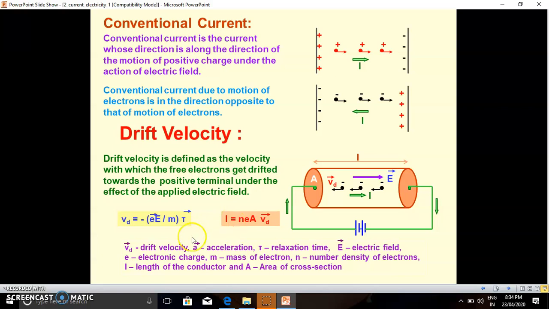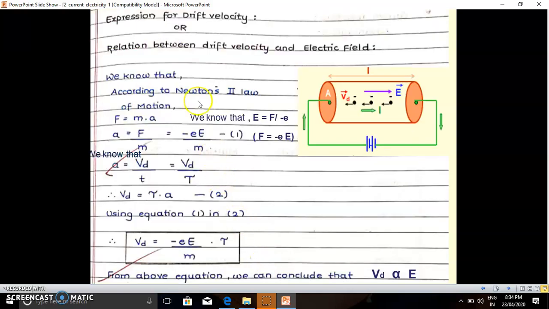Then we have seen the expression between drift velocity and electric field, and between drift velocity and current, along with some symbolic notation. My dear student, if you want to get full marks, then you have to write this portion. Don't forget to write this portion, meaning all symbols and their meanings. Then we have seen the expression for drift velocity, and here it is very clear that drift velocity is directly proportional to electric field. Clear? You can study it.